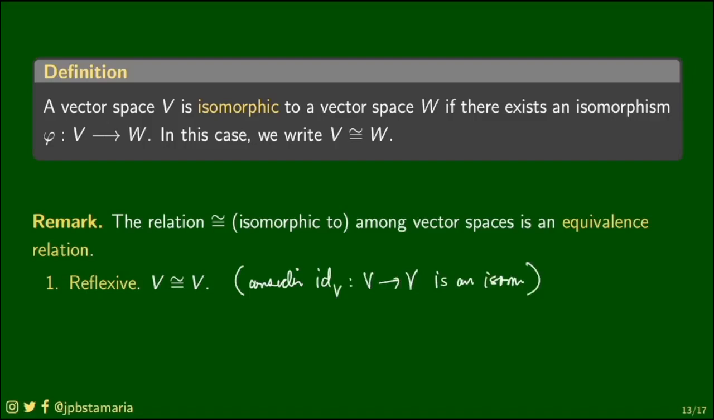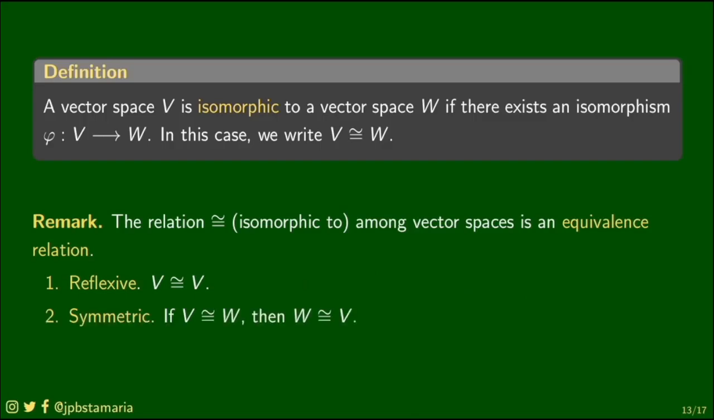Just need to think about that. Symmetric. If V is isomorphic to W, then W must be isomorphic to V. Because if V is isomorphic to W, you can find an isomorphism from V to W, call it phi, and then just consider the inverse of phi. That will send W back to V. So basically, the inverse is an isomorphism from W to V.